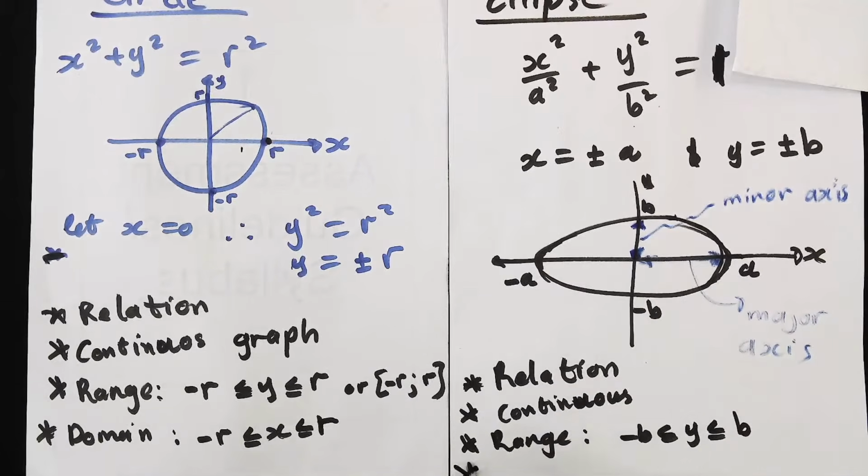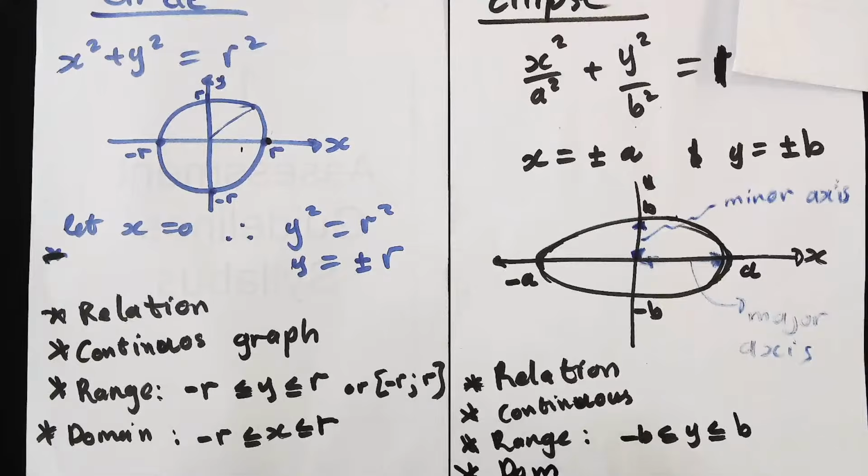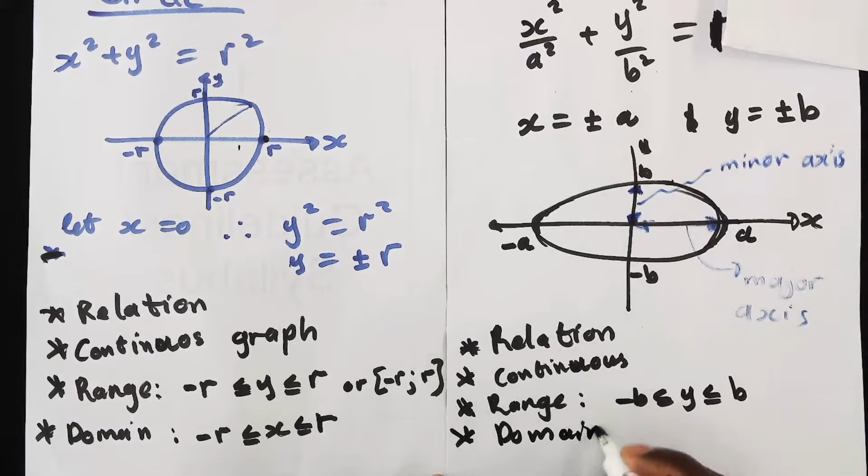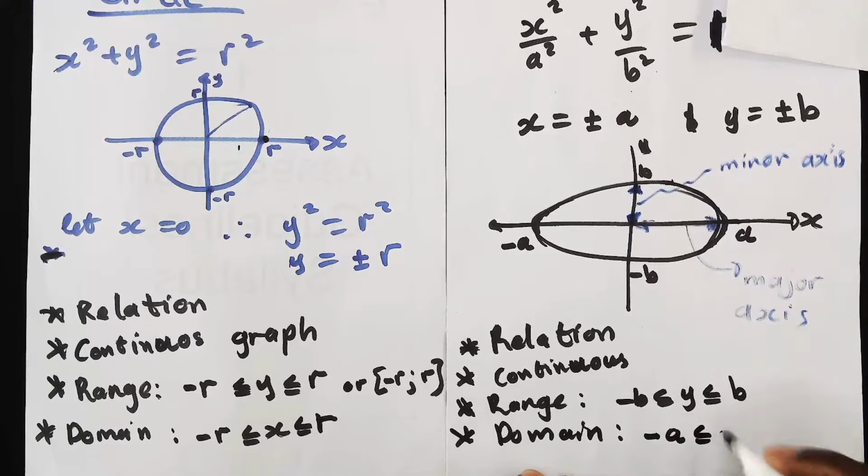And then answering the question, the domain. So x will be minus a less than or equal to x, less than or equal to a. So x is between negative a and positive a.